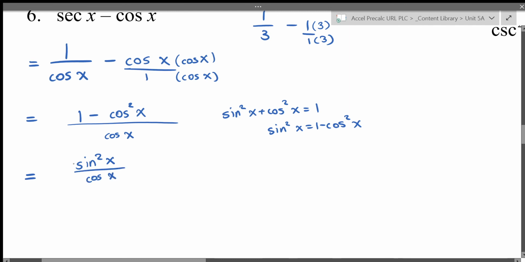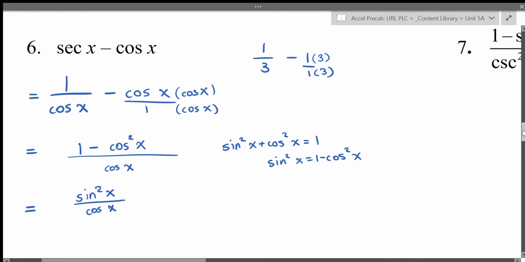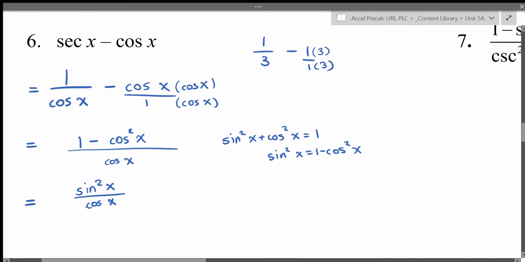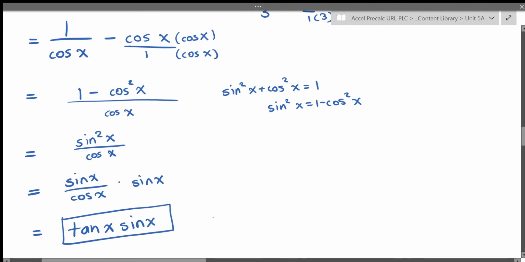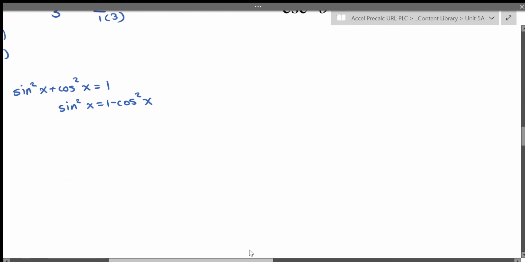Okay? In a perfect world, the question is, what is simplification, right? Sometimes it's easier to have it in terms of secant x minus cosine x, and sometimes it's easier to have it in terms of this. Now, what I would really like you to do in order to get rid of fractions, we can write this as sine x over cosine x times sine x, and that is nothing else than tan x sine x. Okay? Again, what's the purpose of the simplification? We just need to always make sure that we have purpose with what we're doing.